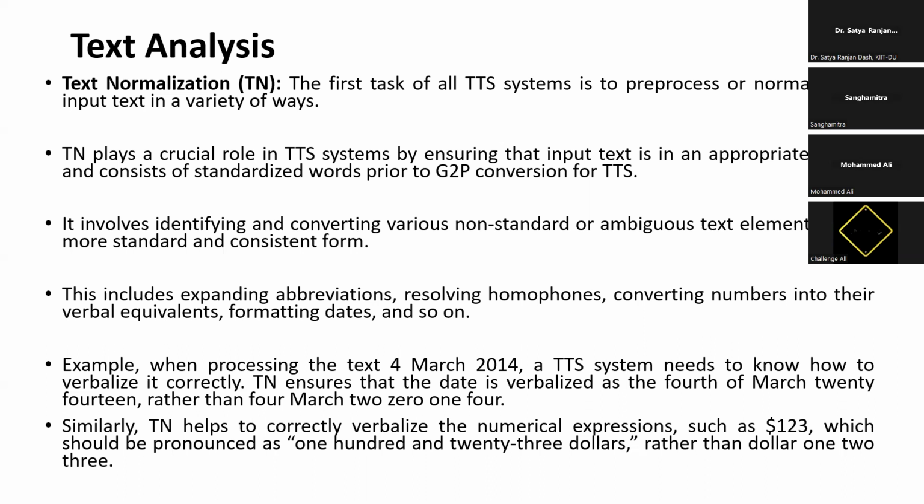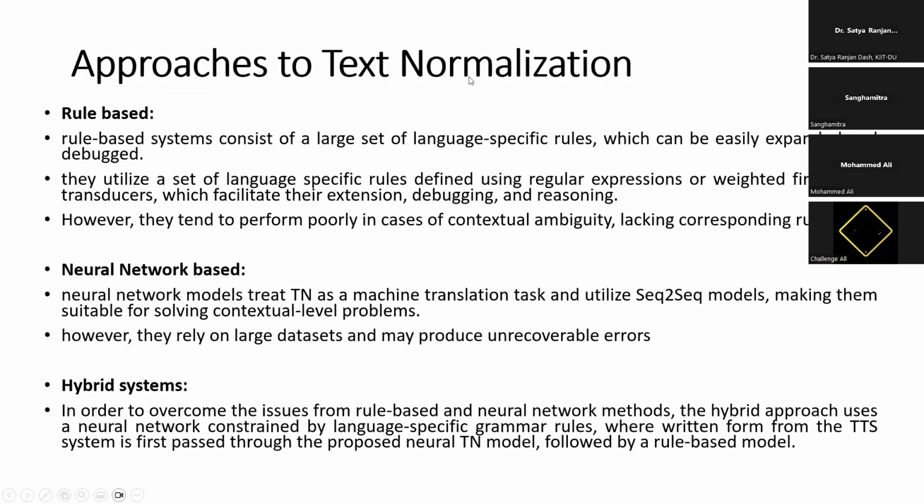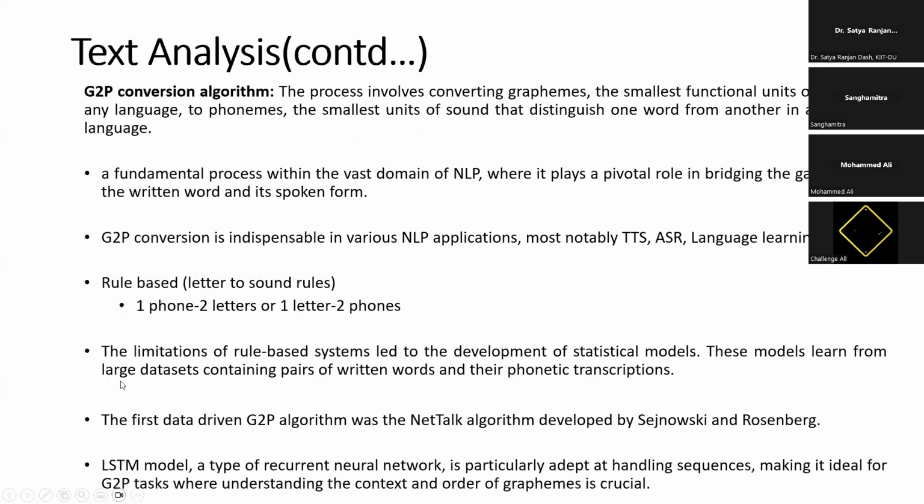Another normalization may be for currencies. For example, when the text says $123, the output of the TTS should not read the symbols and digits literally, but should say one hundred twenty-three dollars, isn't it? That way, different types of normalization have to be carried out. The text normalization system can also be designed using multiple approaches: rule-based approaches, neural network-based approaches, and hybrid systems as well.